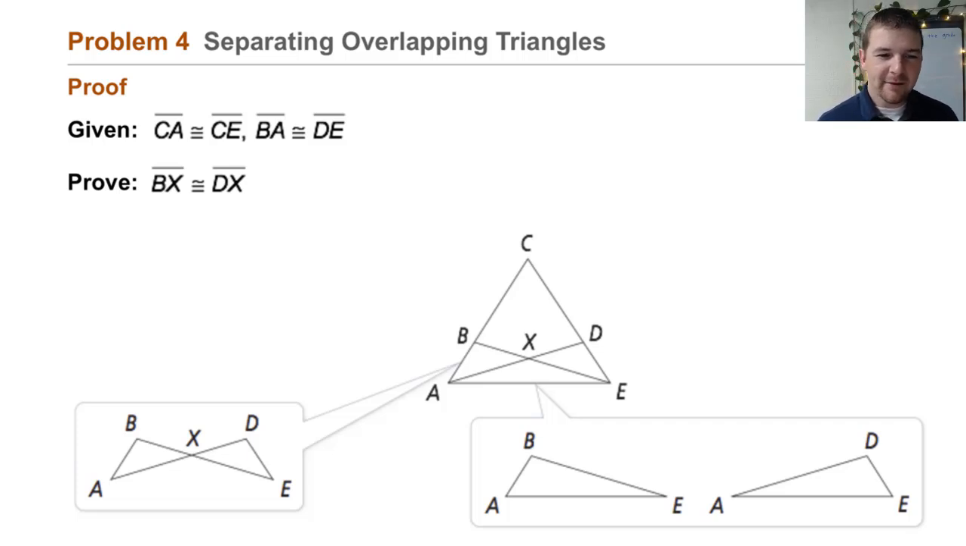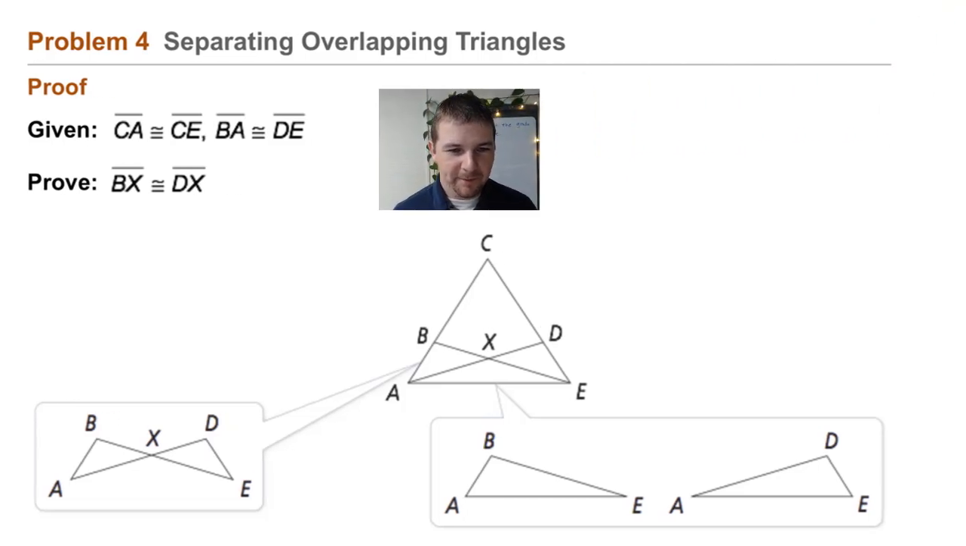In a proof, given that segment CA is congruent to segment CE, and that segment BA is congruent to segment DE, prove that segment BX is congruent to segment DX. So we have our overlapping triangles, and we can consider separating them, as shown in the diagram.